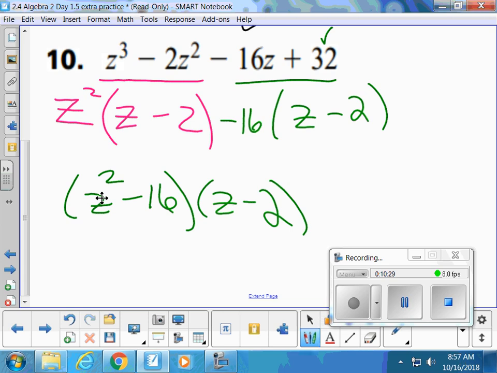Okay, so this one's a little unique as well, kind of like that warm-up problem was. What we're left with is 2 perfect squares. It's called difference of perfect squares. So we can square root both of those terms. The square root of Z squared is Z. The square root of 16 is 4. Just need to remember that one has to be a positive 4 and one has to be a negative 4.